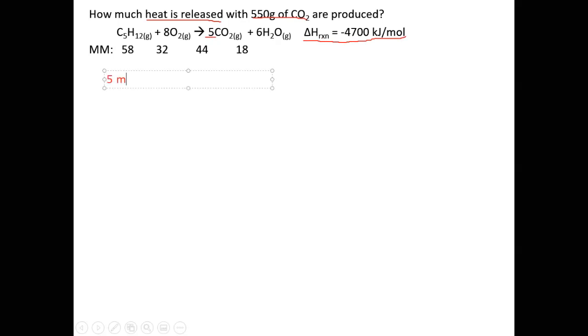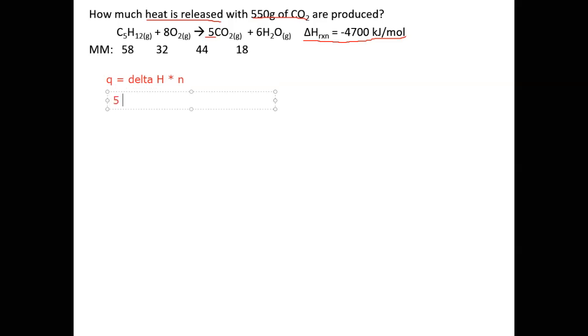So we know 5 moles. Well, before that, how much heat? Remember, Q equals delta H times N. So we know the delta H, which is given to us, is 4,700 kilojoules per mole. We need to find N, which we can find from the 550 grams of CO2. Then we can find Q.